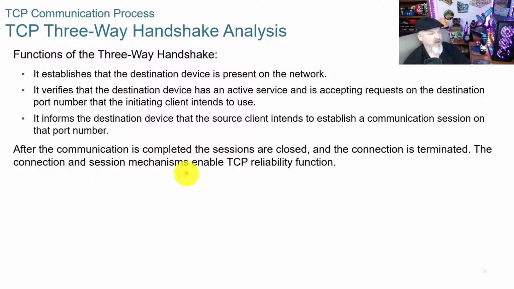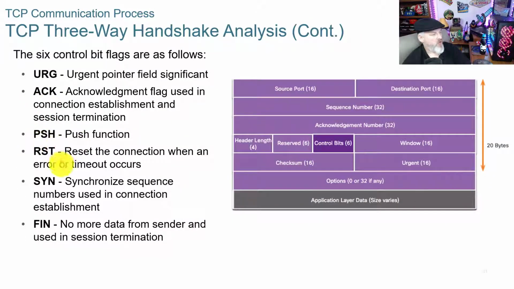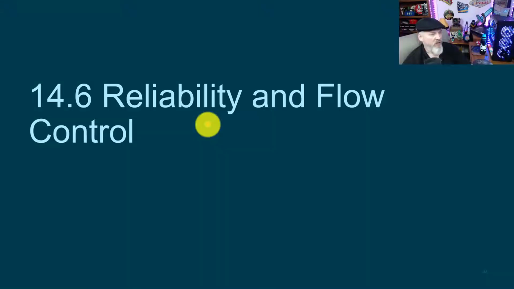And the connection and session mechanisms enable TCP reliability functions. That's what gives it reliability. Your urgent, your acknowledgement, your push function, your reset, your synchronize. I call it the send, but it's a synchronized sequence number for numbering, and then your FIN, or finish. Let's take a look at reliability and flow control.